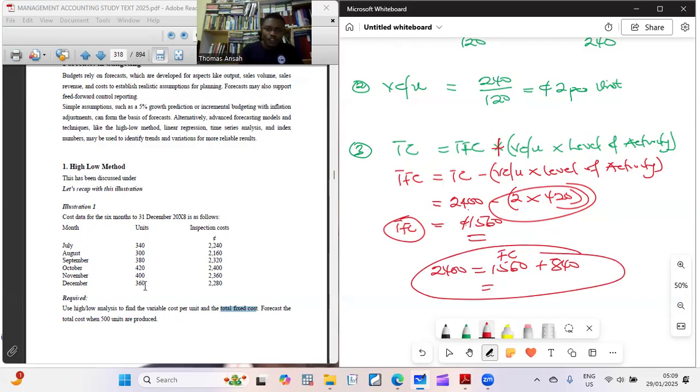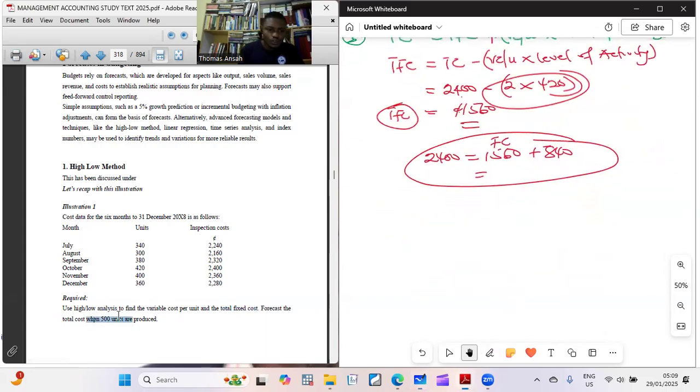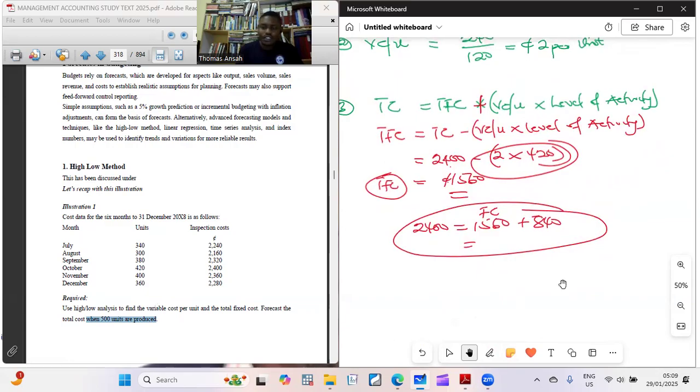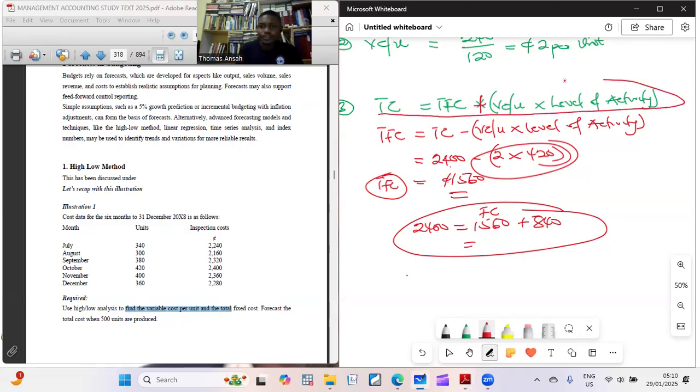Now, given that we have to use it for 500 units, we can do the same. The level of activity for us here is 500 units. We know that fixed costs don't change. We were asked to find the variable cost per unit and the total fixed cost, and forecast the total cost. The total cost formula is here, and fixed cost doesn't change with the level of activity.